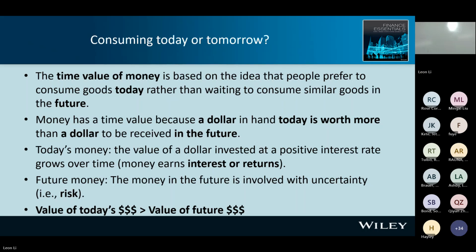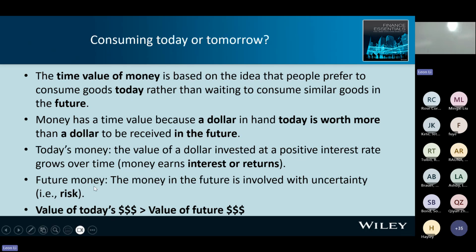So it's normal, right? We like to use the money today rather than using the money in the future. So money has a time value because a dollar in hand today is worth more than a dollar to be received in the future. So I gave you two reasons here. Today's money, the value of dollar invested at a positive interest rate grows over time. That means money can earn interest or return. So if you receive money today, today's money can earn return or earn interest.